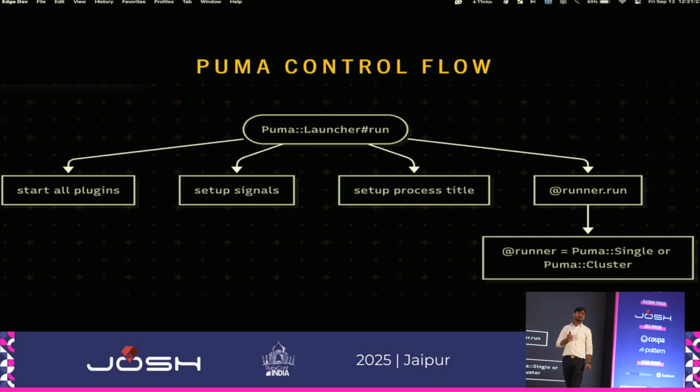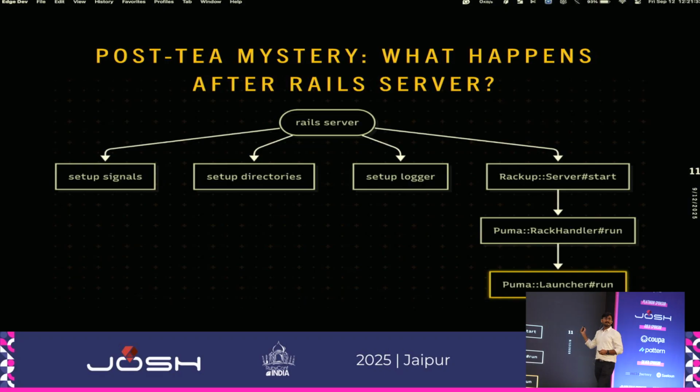Once the control flow reaches Puma, wait, let me rewind you a bit, how the control flow reached Puma. Once the call was made to rackup server start, it called Puma rack handler run, which in turn called Puma launcher run. The Puma launcher run, this is now the main entry point of Puma. Going forward, either you start Rails server via Puma or Puma CLI or anything, this Puma launcher run is now the main entry point.